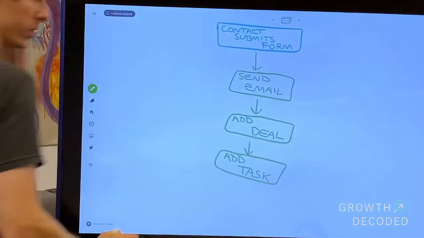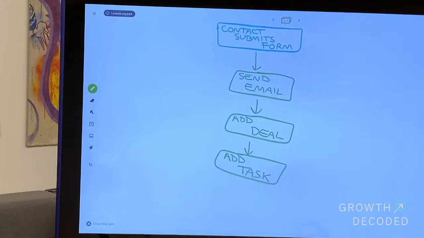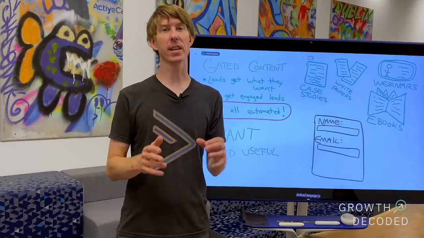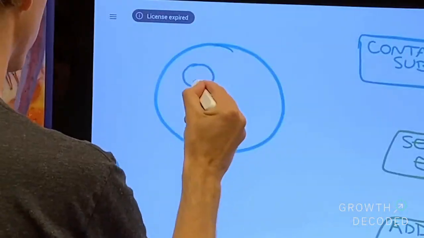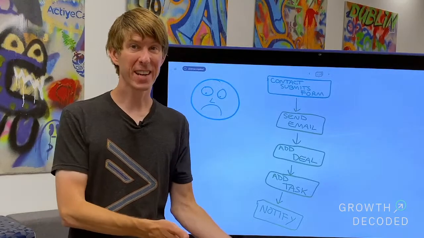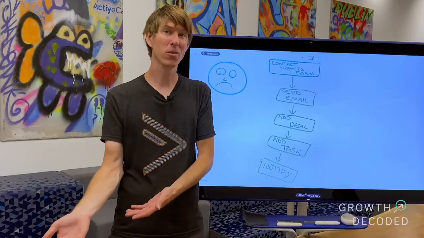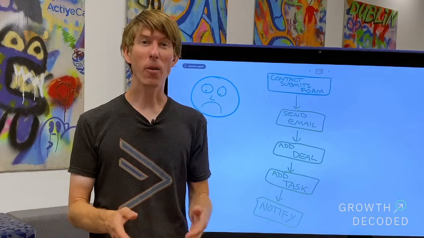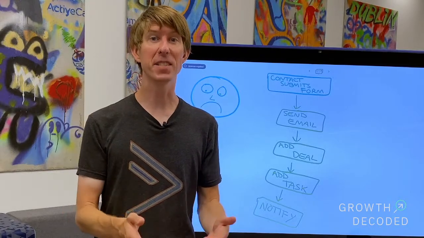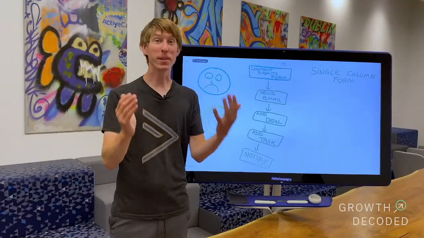You can also assign the rep a task to call the lead and then send them an email notifying them of their new lead. The entire premise of gated content centers around the visitor filling out your form. If they don't fill out the form, they don't get the content they need, and you don't get a new lead. So how do we increase the chances of a visitor filling out the form? By reducing friction.